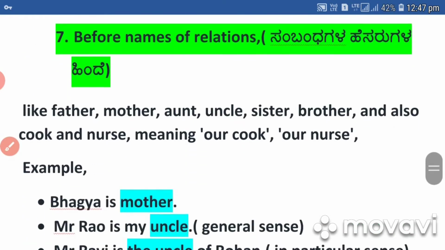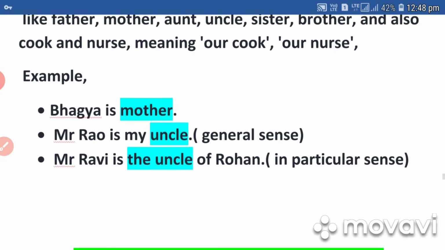Next, rule 7: before names of relations. You are not supposed to use any article before names of relations like mother, father, aunt, uncle, sister, brother, niece, nephew, mother-in-law, father-in-law, like that. Cook, nurse, like that. Before these words, you are not supposed to use any article. For example, Bhagya is a mother. You have to skip the article here. Mr. Rav is uncle, right?